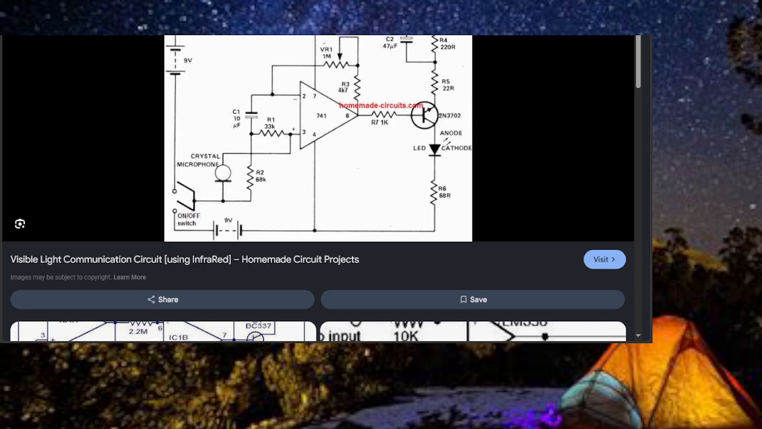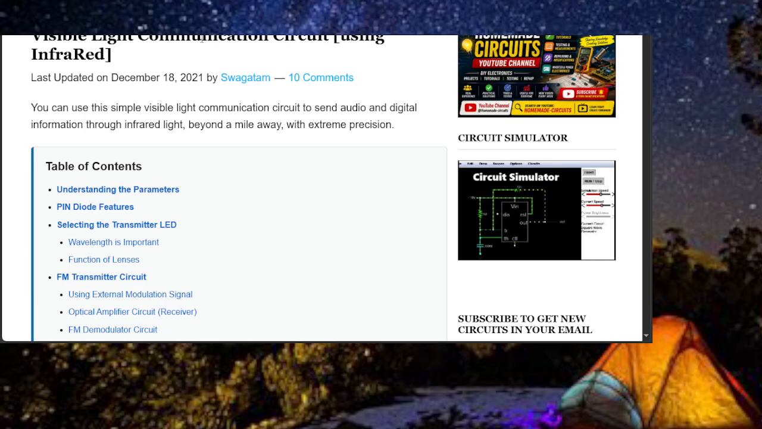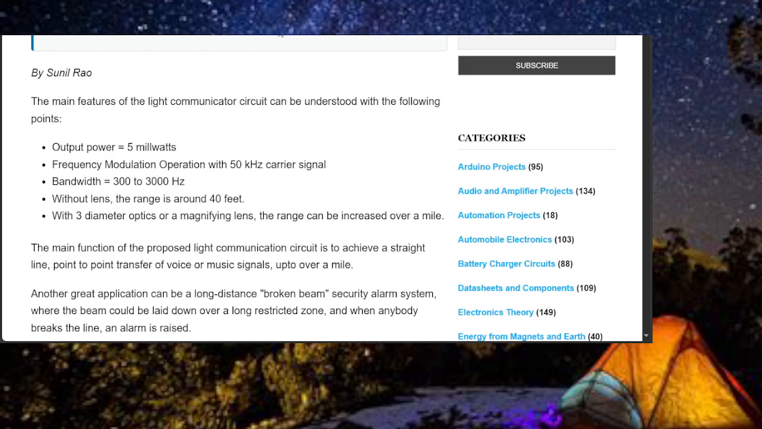Now we could actually take a look at this web page. Visible light communications circuit using infrared. Okay, so you can use this simple visual light communication circuit to send audio and digital information through infrared light beyond a mile away with extreme precision. 5 milliwatts. Without a lens, the range is 40 feet. With 3 inch diameter optics or a magnifying lens, the range can be increased to over a mile.